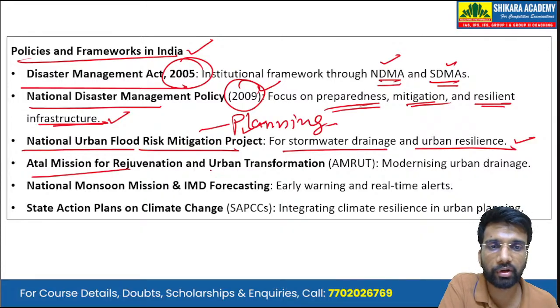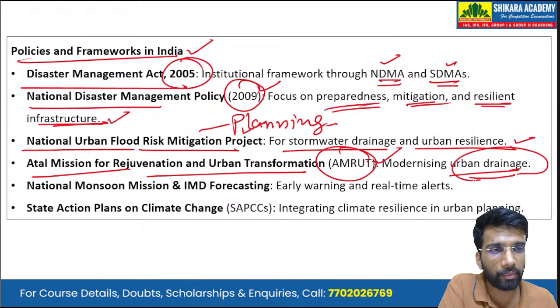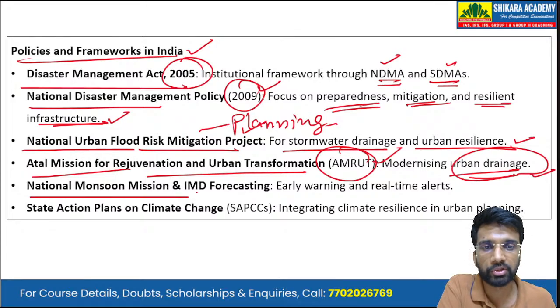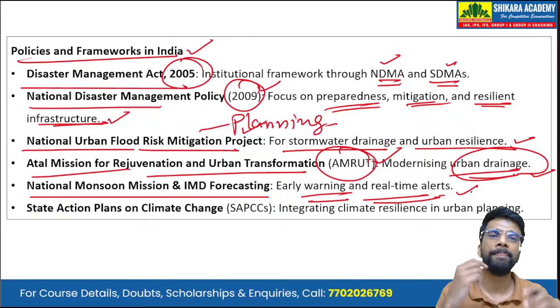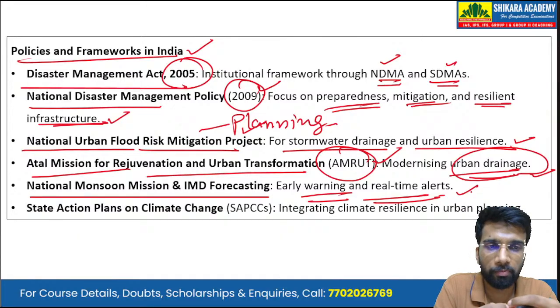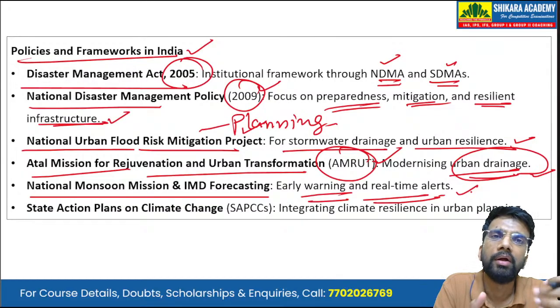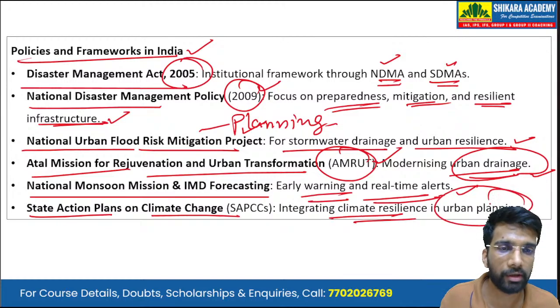Then there is Atal Mission for Rejuvenation and Urban Transformation, that is AMRUT, for modernizing the urban drainage in the cities. Then National Monsoon Mission and IMD forecasting for early warning and real-time alerts regarding the monsoon patterns or the heavy rainfall. So we are able to provide real-time or early warning in case heavy rains are imminent in a particular region. Finally, there are state action plans on climate change that integrate climate resilience with the urban planning.